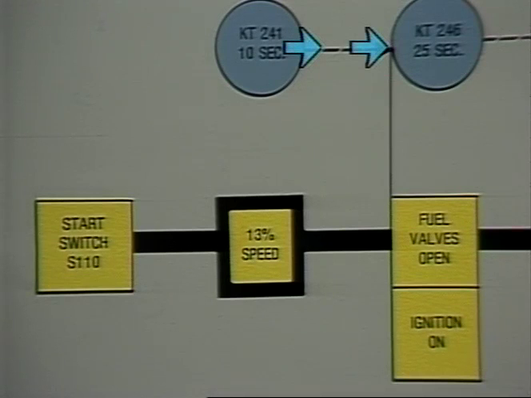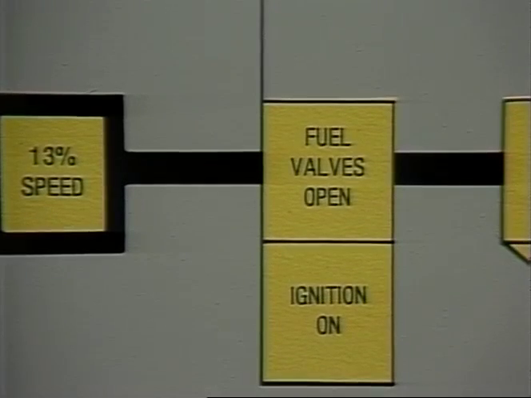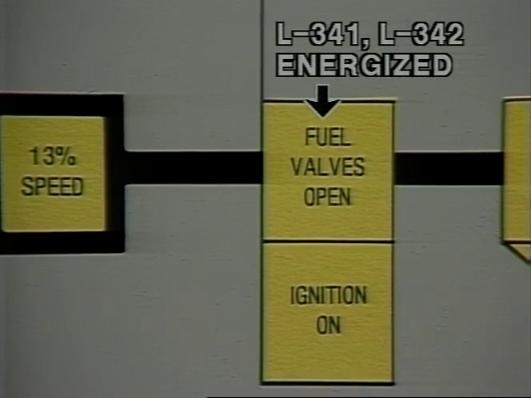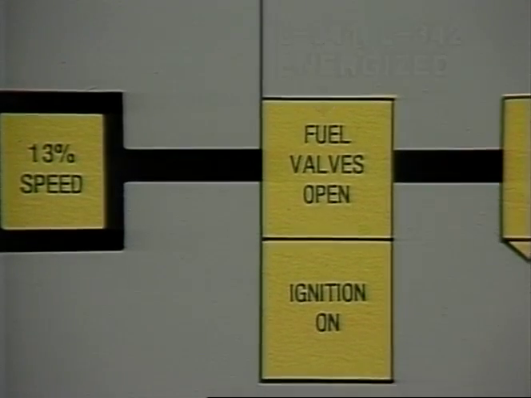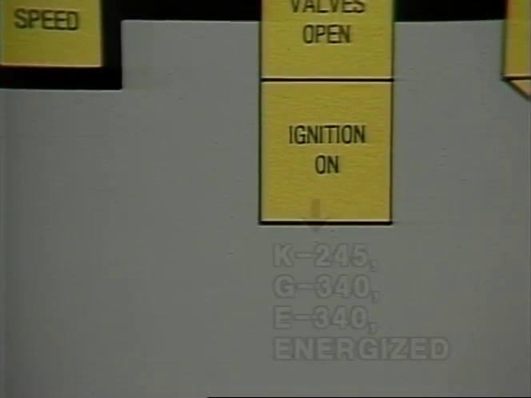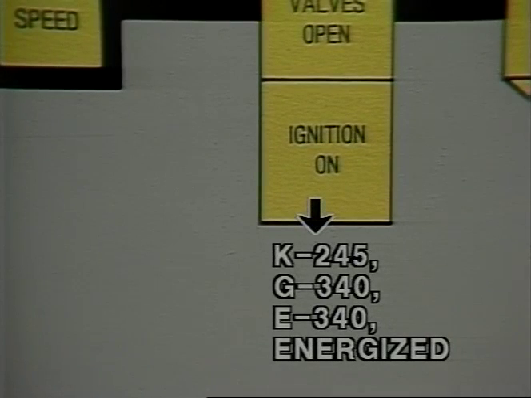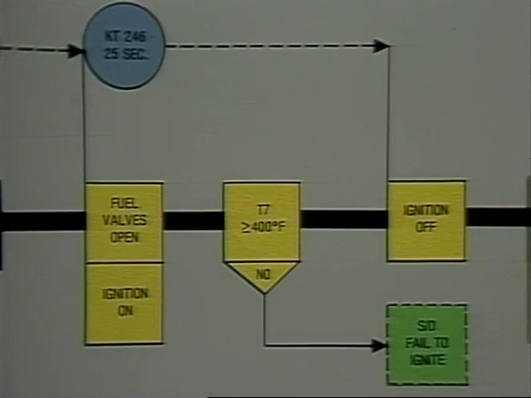10 seconds after engine speed reaches 13%, several events take place. The primary and secondary pilot solenoid valves energize, and the fuel valves open. The ignition exciter relay, the ignition exciter, and the igniter plug are energized. The igniter plug ignites the fuel-air mixture, and the engine continues to accelerate.